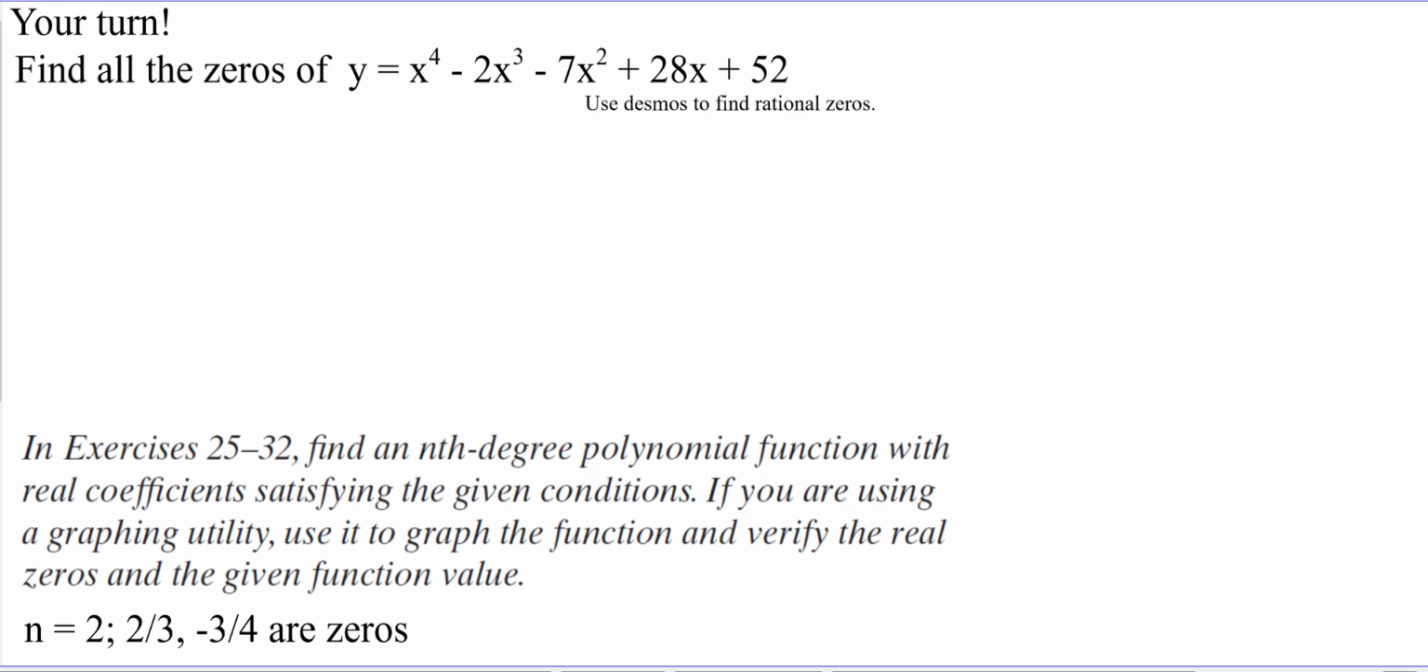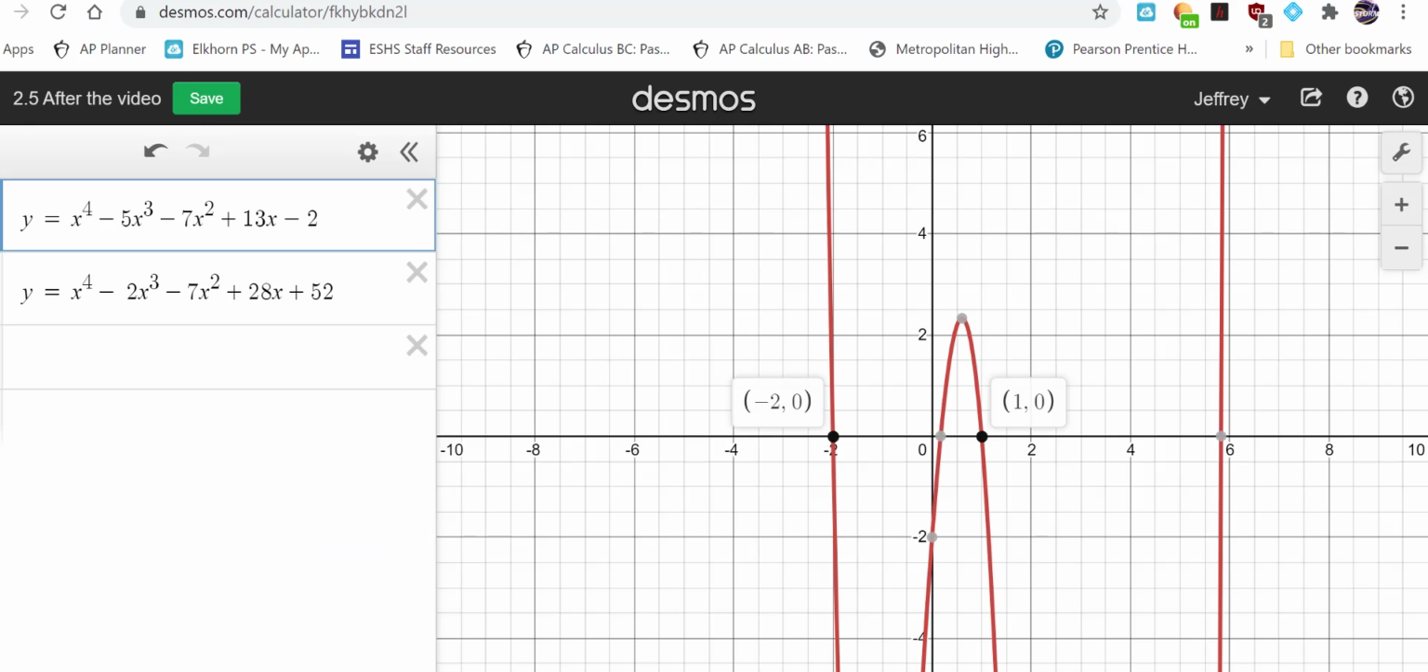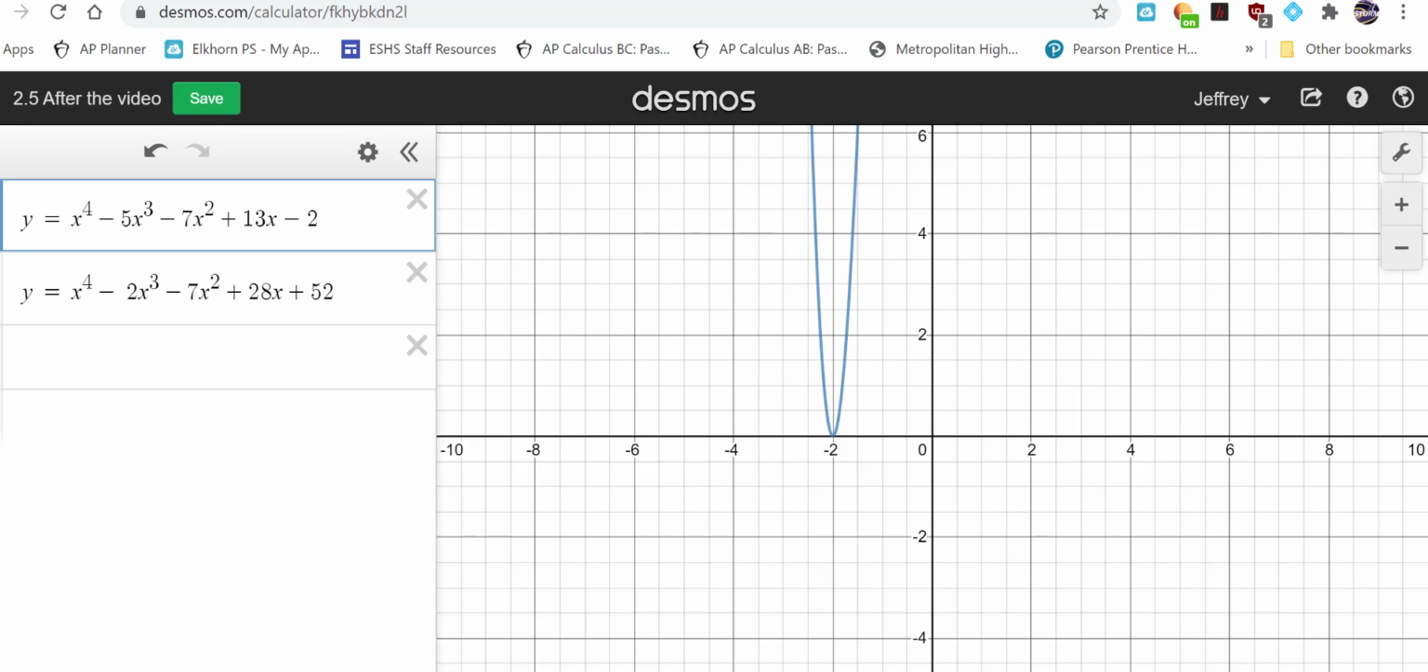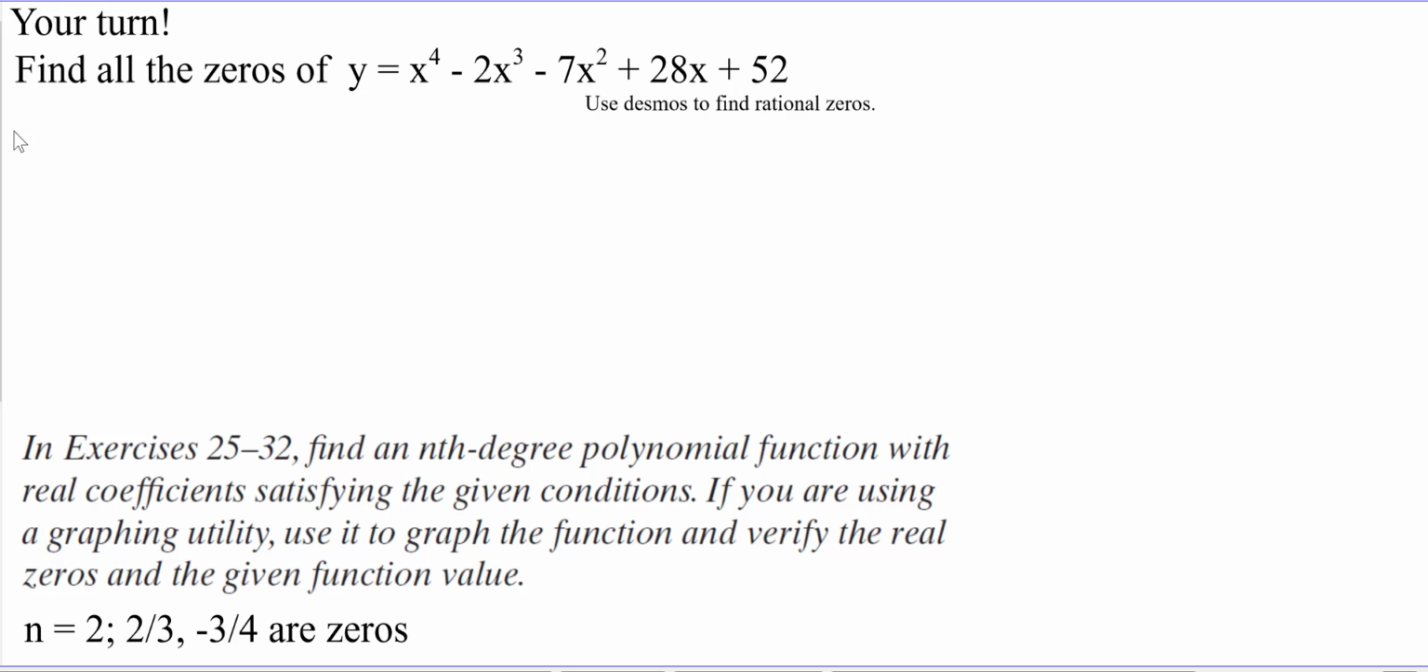Your turn. Find all the zeros. This is what you would do if you were sitting in class here. Use Desmos to find the rational zeros. So I plugged that equation in also, and we see that -2 counts an even amount of times. So let's assume that -2 counts at least twice, because it's bouncing off the x-axis there.